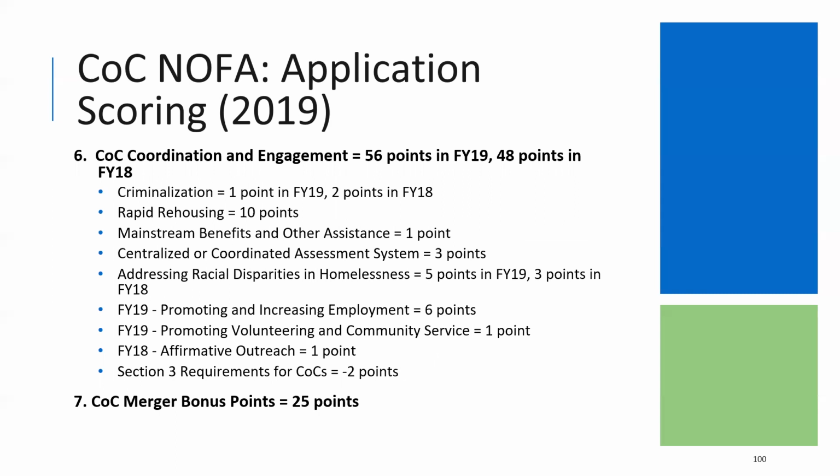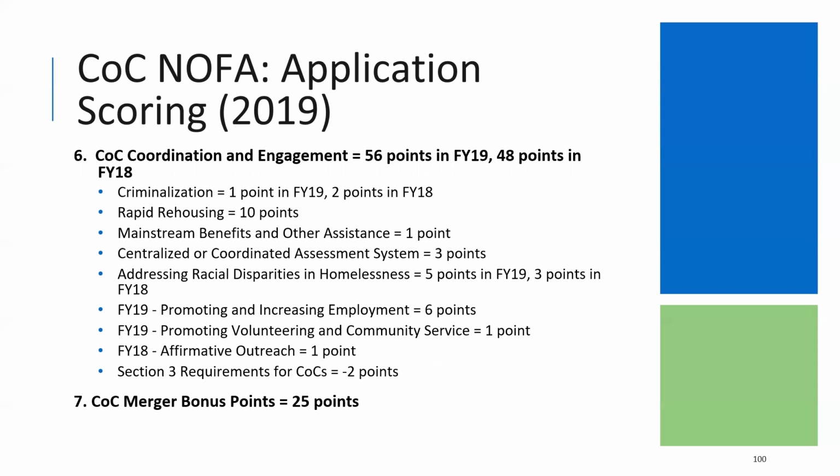Rapid rehousing, this is really looking at, are you increasing your rapid rehousing inventory year over year according to your housing inventory count? How are you connecting folks to mainstream benefits and other assistance? How does your coordinated entry system work? How is your coordinated entry system working to ensure that your homeless system is working efficiently and effectively? How are you addressing racial disparities in homelessness?